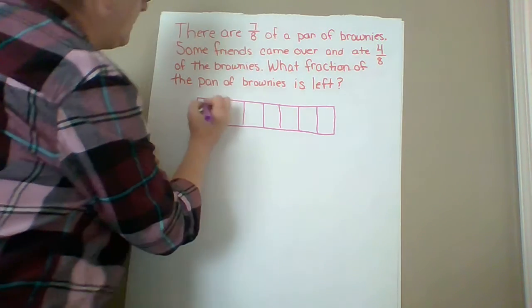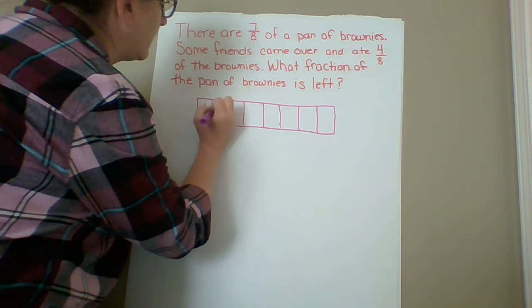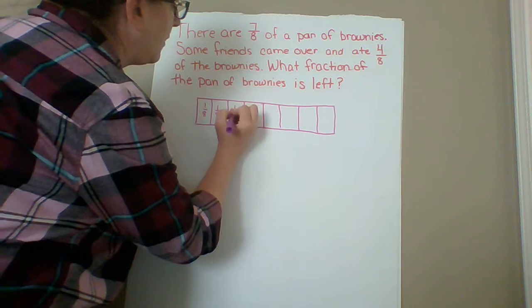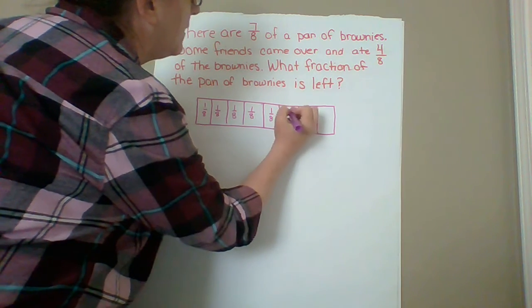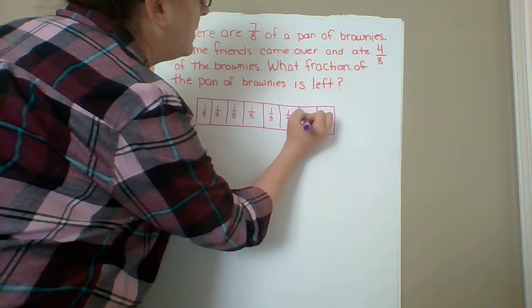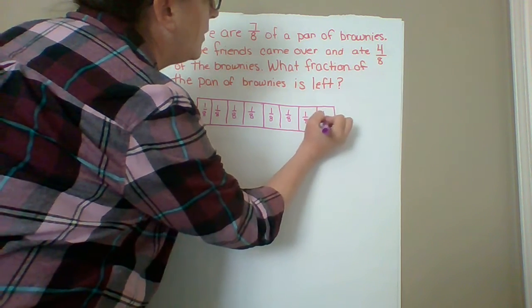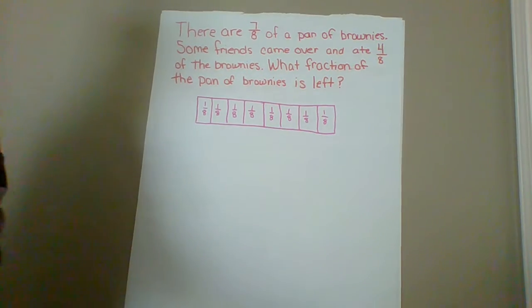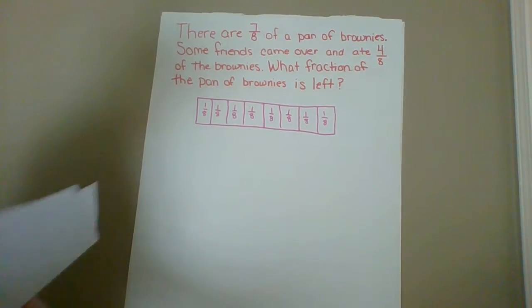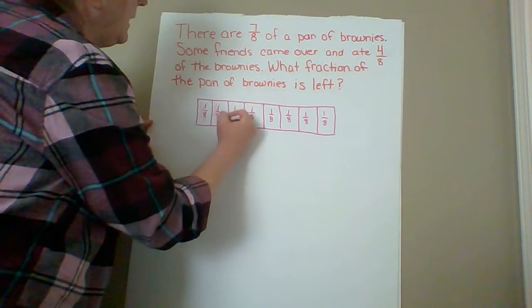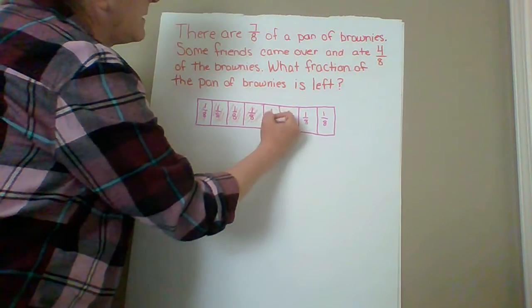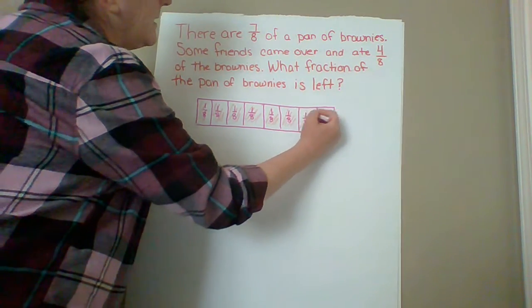All right. I'm going to label each unit fraction so it's very clear that this whole pan of brownies was 8/8 of the brownies. But in this story problem, we're starting with 7/8 of the brownie. So for 7/8 of the brownie, I'm going to go ahead and shade that in. 1/8, 2/8, 3/8, 4/8, 5/8, 6/8, and 7/8.